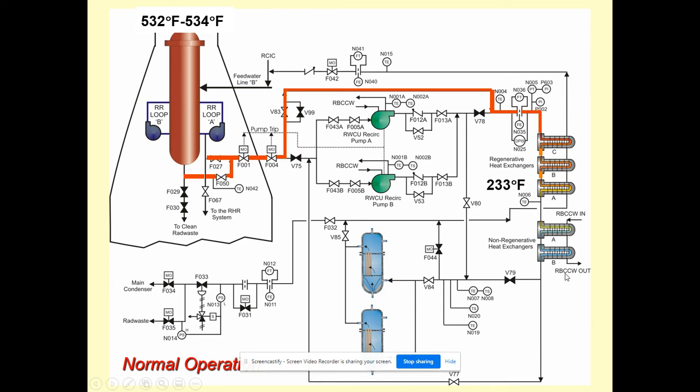These 2 are non-regenerative. So you can see RBCCW is what's cooling them. The reactor building closed cooling water is what's going to be cooling these off, and that heat is eventually just going to get dumped out into the ocean. With these regenerative ones, that heat is going to get dumped back into the reactor, so that way we aren't losing as much efficiency, right? There's your reactor temperature, 532 degrees Fahrenheit. After it goes through the heat exchangers, it's going to come around and go through a couple of pumps just to increase the pressure.